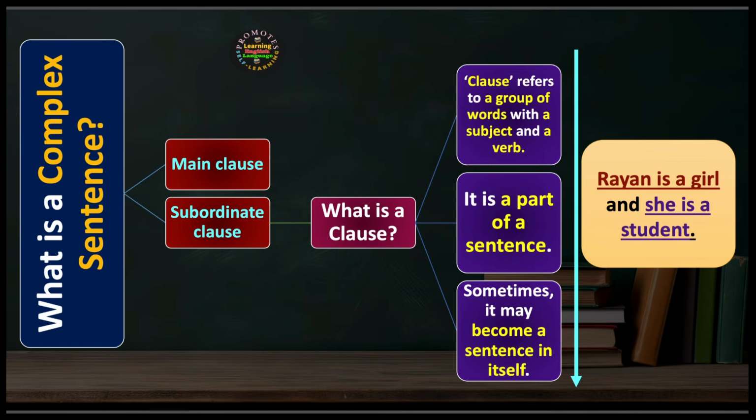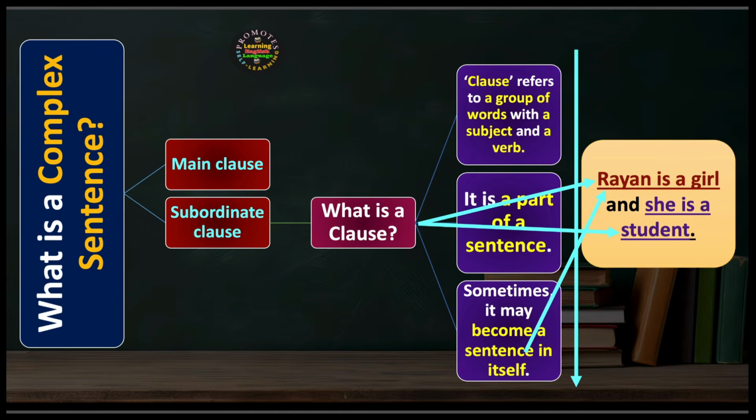Rayyan is a girl and she is a student. What we understand here is that "Rayyan is a girl", since it is a part of a compound sentence, we can call it a clause. And "she is a student", since it is a part of a compound sentence, not a complex sentence at the moment, because I'm talking about clause. So here it is referred to as a clause. And this we call an independent clause. We'll talk more about this as we progress.